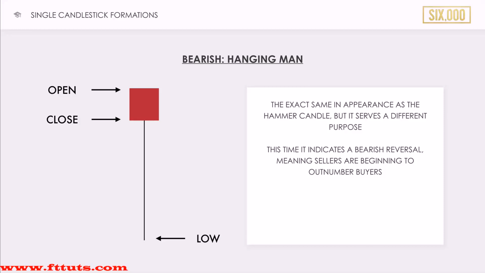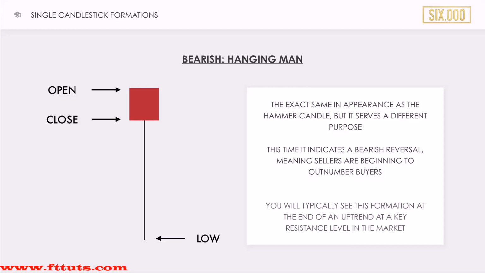Again, in this situation, you want the wick of the candle to be 3 times the size of the body. So you can see here it's definitely 3 times. You could even say it's 4 or 5 times the length of the body in this situation. And you will typically see this formation at the end of an uptrend at a key resistance level in the market. And don't worry, this will make perfect sense once you get onto modules day 7 or day 8.